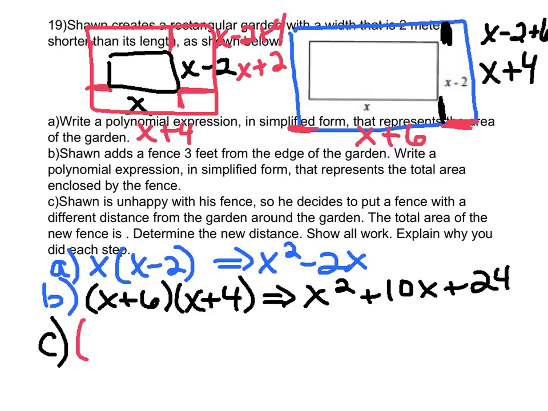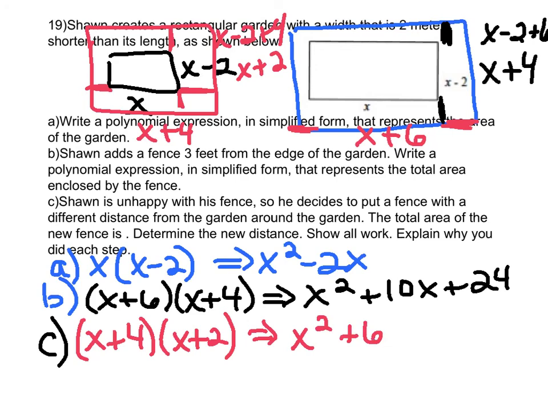So you're going to have x plus 4 times x plus 2. Same process you did in B. And then when you do this, you're going to get x squared plus 6x plus 8. Now, the part that I didn't include in here, which you're going to have to show in your work when you give it to me, is this explanation.